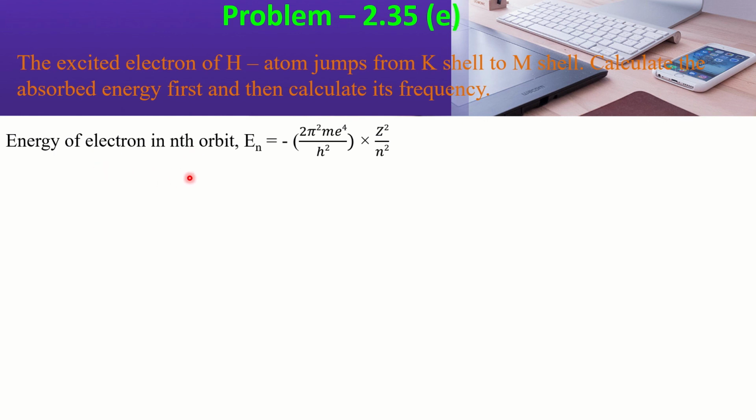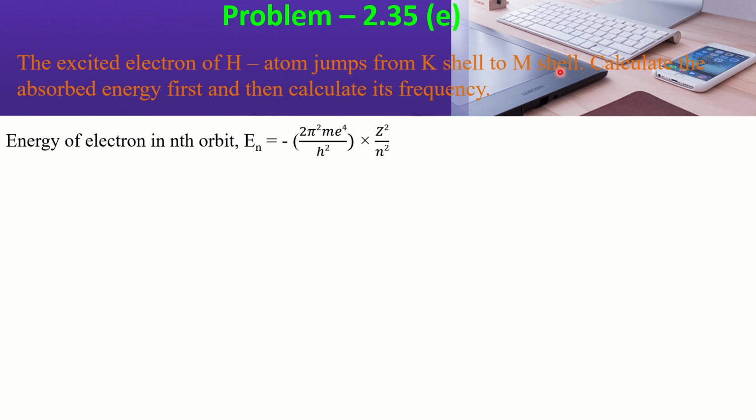Here, the energy of an electron in the nth orbit is En equal to minus 2 pi square m e to the power 4 divided by h square, into Z square by n square. Here, m is the mass of the electron, e is the charge of the electron, h is Planck's constant, Z is the atomic number, and n is the shell number. So by using this formula, we can calculate the energy of any shell. We can calculate the energy of the K shell and the M shell also.